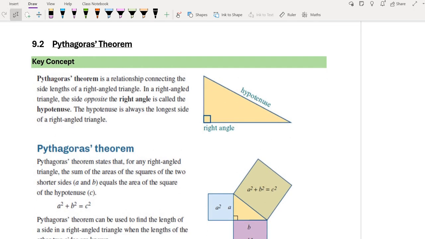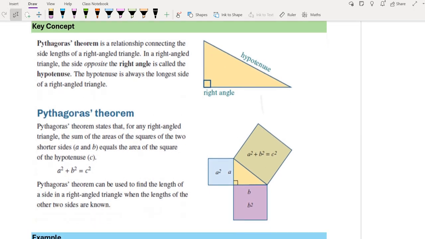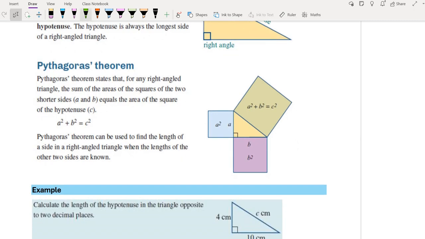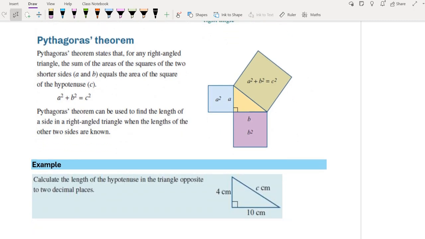Alright, today we're looking at Pythagoras' theorem. You've heard this theorem many times before, so I won't talk too much about it, but I'll quickly go over where the idea comes from. It comes from when we have a right angle triangle, and obviously a triangle has three sides.